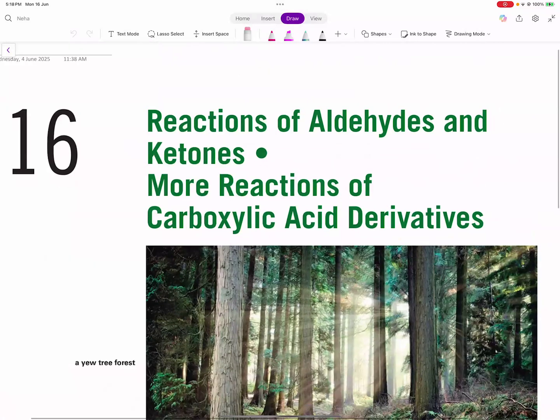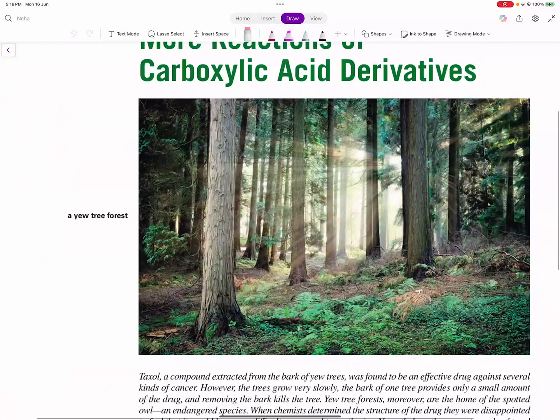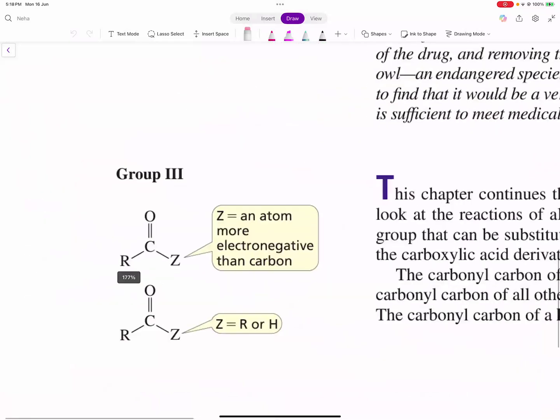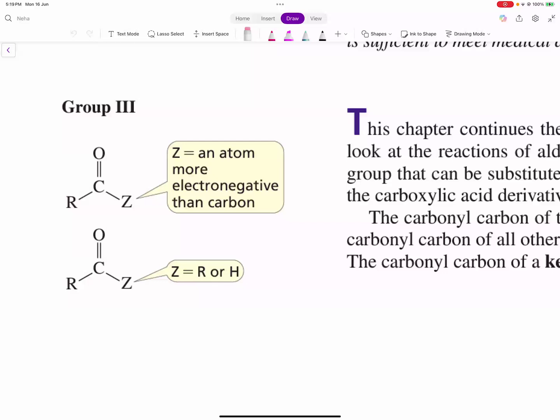So, aldehyde and ketone and carboxylic acid derivatives. See, initially we talked about this and we said that if Z is a more electronegative atom, then what is going to happen? Nucleophilic acyl substitution. But if Z is R or H, then it is the case of aldehyde and ketone. And this time Z can never go out because R minus and H minus are the strongest bases.